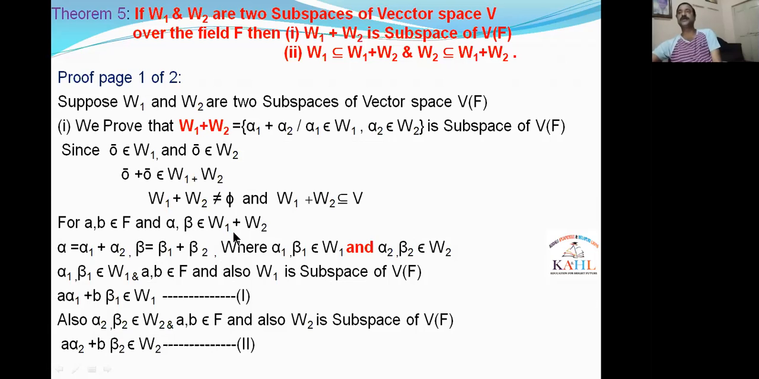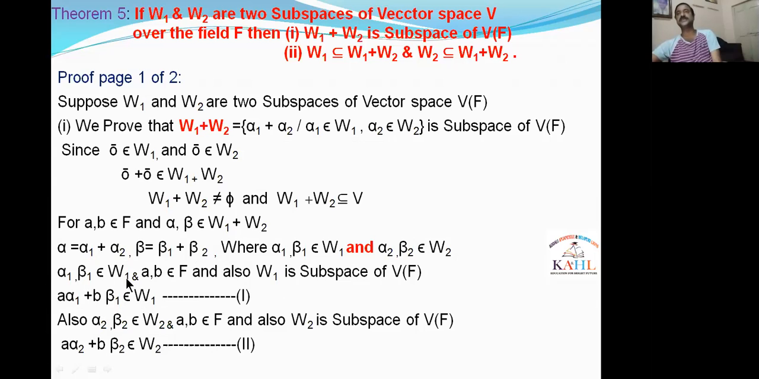Similarly, beta is also in W1 plus W2. That means beta is in the form of beta 1 plus beta 2, where beta 1 is in W1, beta 2 is in W2. That means alpha 1, beta 1, the first elements, are in W1. The second elements, alpha 2 and beta 2, are in W2. But W1 and W2 are two subspaces. If W1 is a subspace, then by theorem 1, a alpha 1 plus b beta 1 belongs to W1.